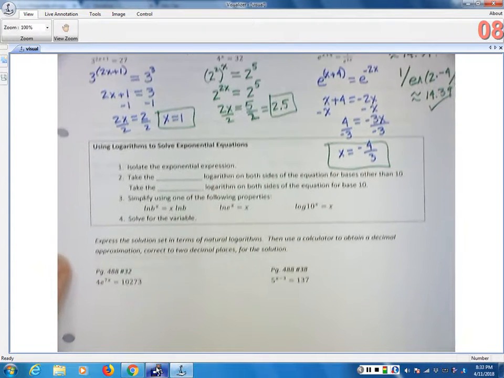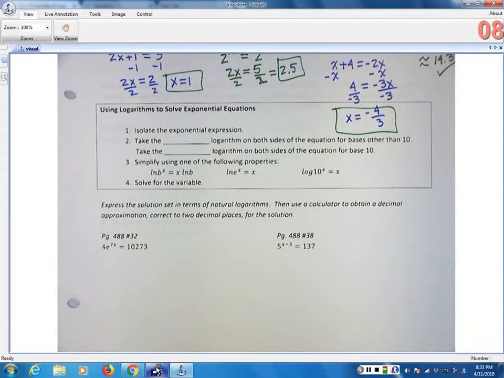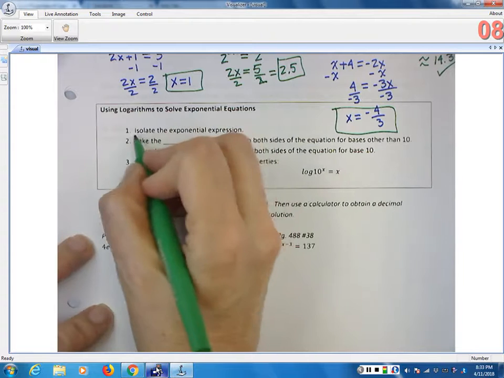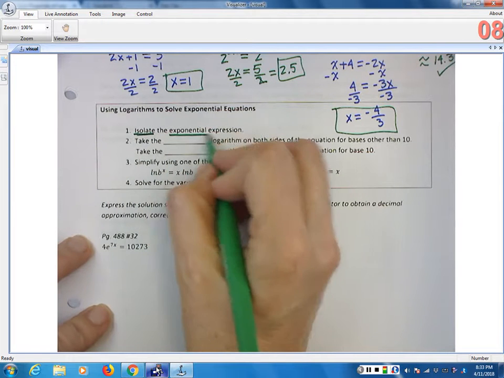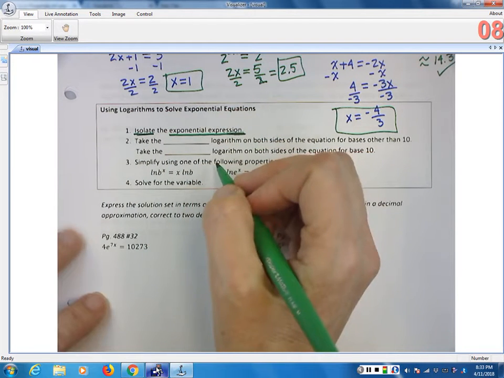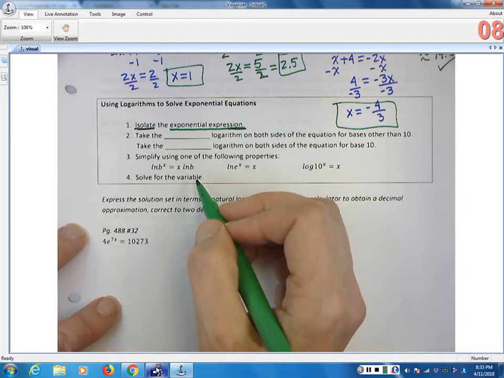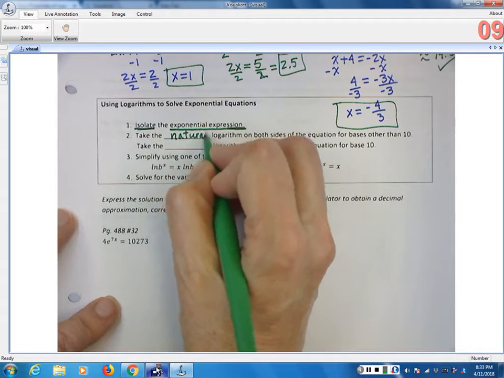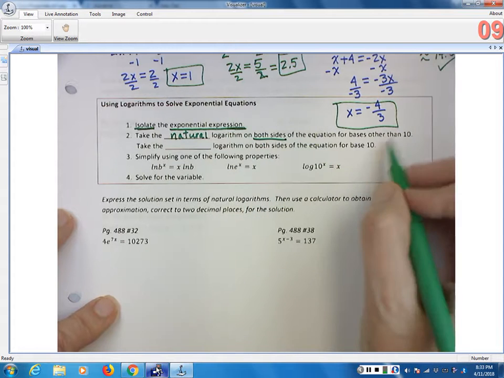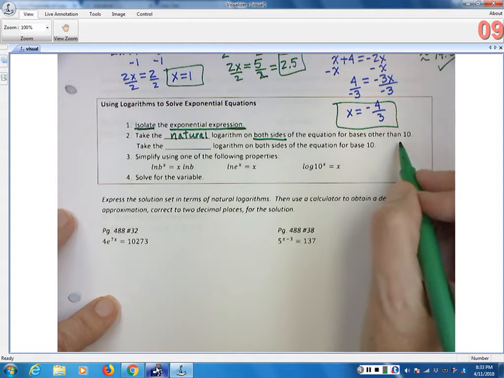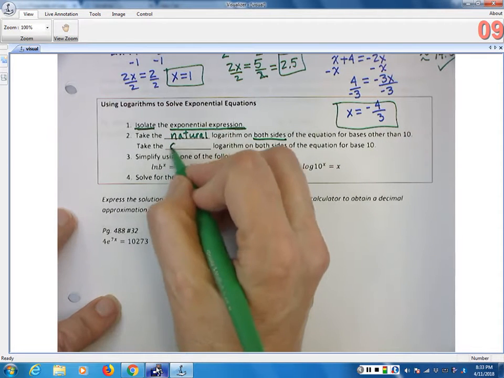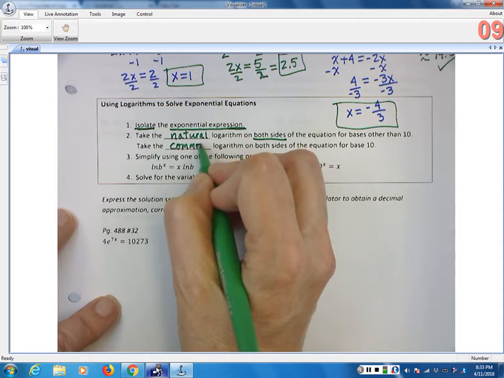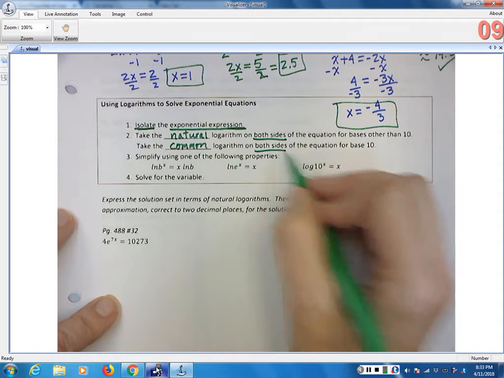The other way, we can use logarithms to solve exponential equations. To do this, we isolate or get the exponential expression by itself on one side. And then we take the natural log of both sides for bases other than 10. Or we take the common log on both sides for base 10.